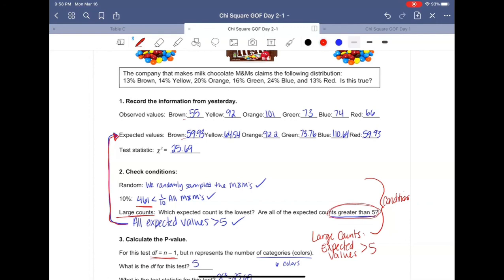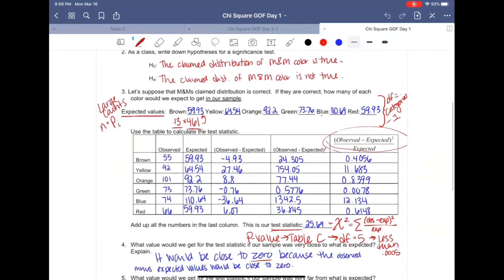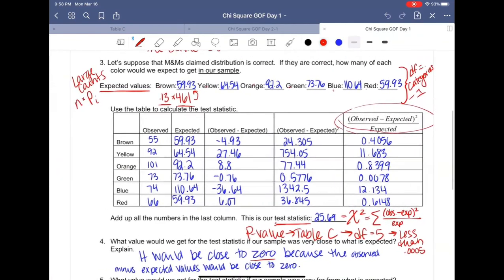But actually what's important here, and I'm going to pop back to yesterday's notes, is when we're looking for the farthest away, you want to actually be looking for which is the largest chi-square contributor. And by that I mean when you're looking at all these values, which one is the greatest. And in this case, it's this 12.134, which is coming from blue. Now I point that out because when you look at the observed minus expected, blue is the greatest number between the two, or has the largest absolute value between this one and the next, which is the yellow one.